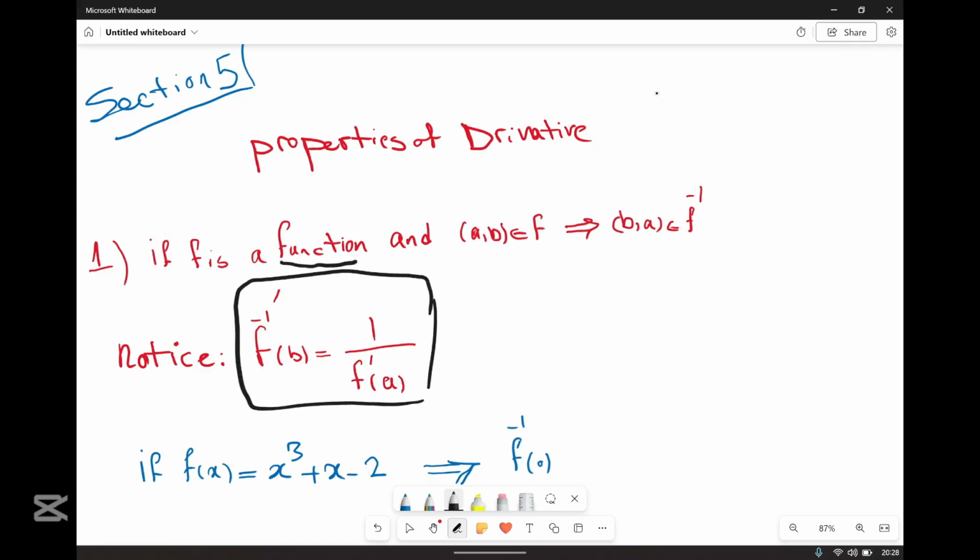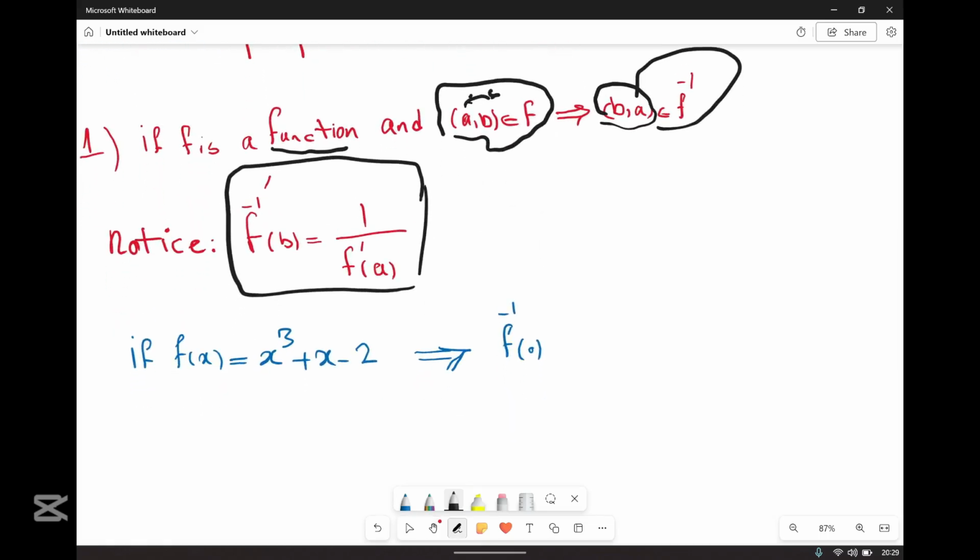We know if your function is bijective and this point (A, B) belongs to f, if we're going to represent it in the inverse function, we just change the order of this pair, and therefore (B, A) belongs to f inverse. But what is our notice? Our notice says if you're going to calculate the derivative of inverse function at point B, you don't need to obtain the inverse of the function. You just calculate the derivative of the original function at point A and lastly flip this answer.